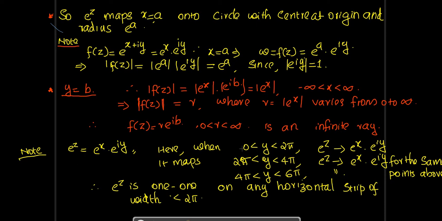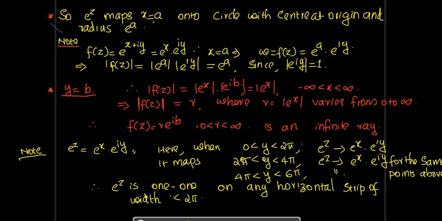Actually, this is y here. When y varies from 0 to 2 pi, e raised to z is e raised to x into e raised to i y. Again, from 2 pi to 4 pi, e raised to z takes the same value. For the next 2 pi interval, 4 pi to 6 pi, the same value. So this is actually not one-one. So e raised to z maps the same value to more values, more than two values.